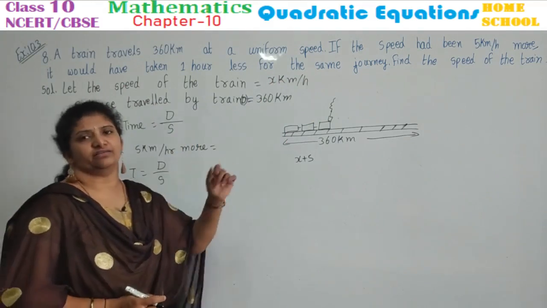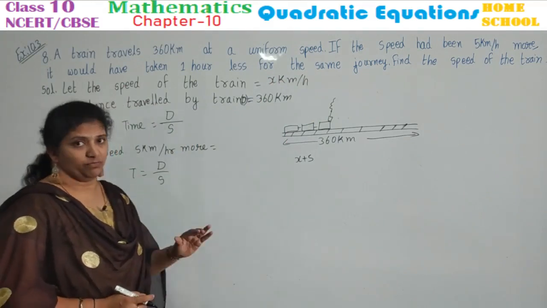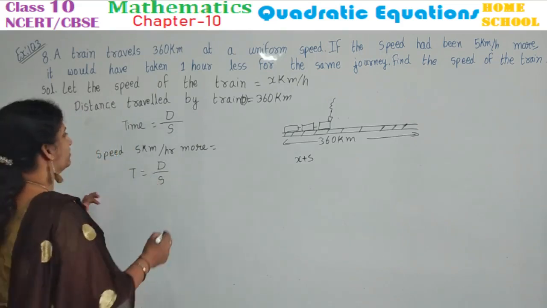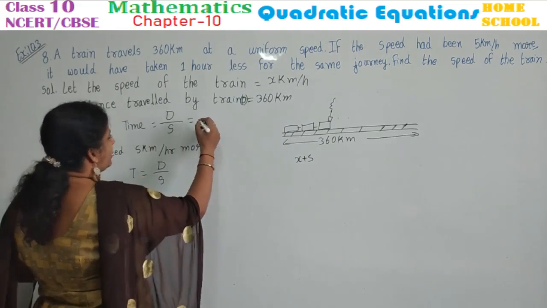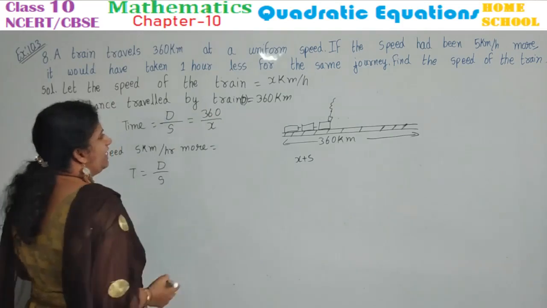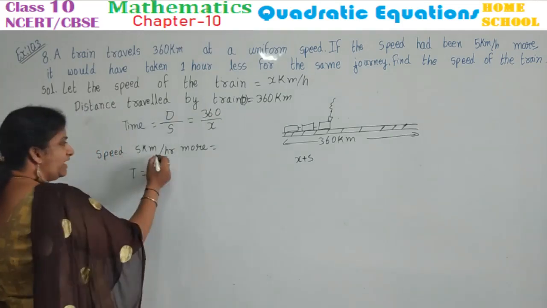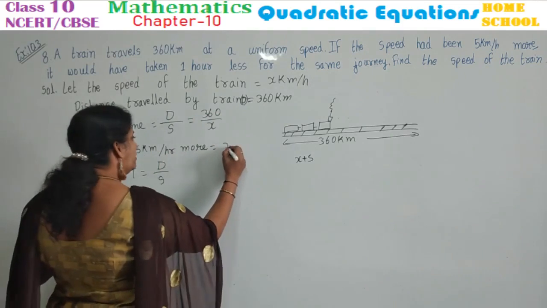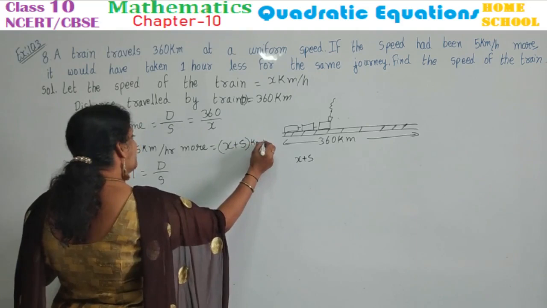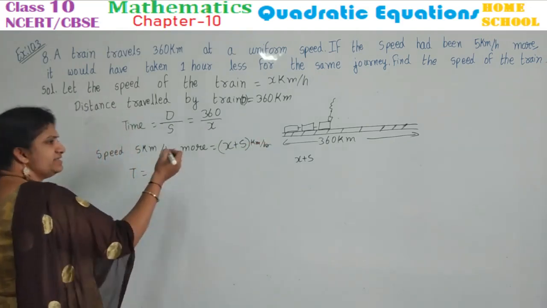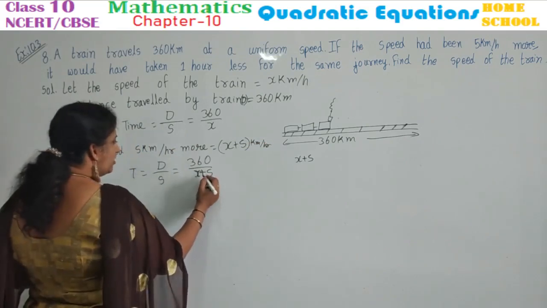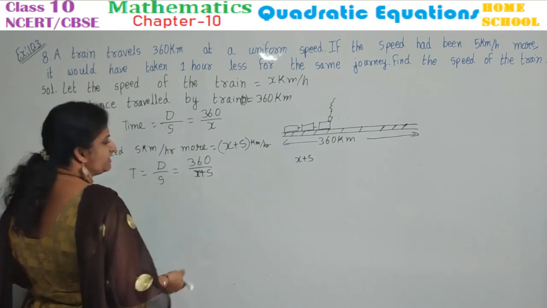Distance traveled by the train is 360 kilometers. Suppose its speed increased by 5 kilometers per hour. So first ratio, let us write it here. Distance is 360, speed is x. And if the speed is 5 kilometers per hour more, then the speed will be x plus 5 kilometers per hour. Same distance, time is equal to 360 by speed x plus 5.